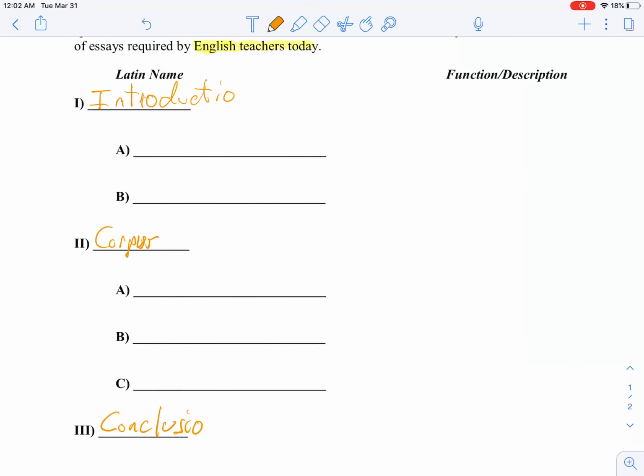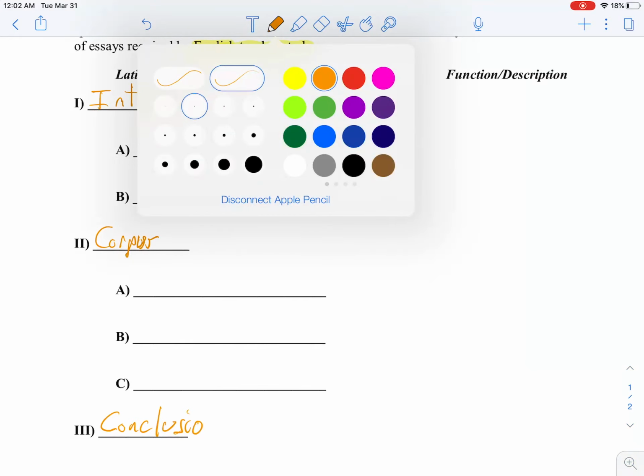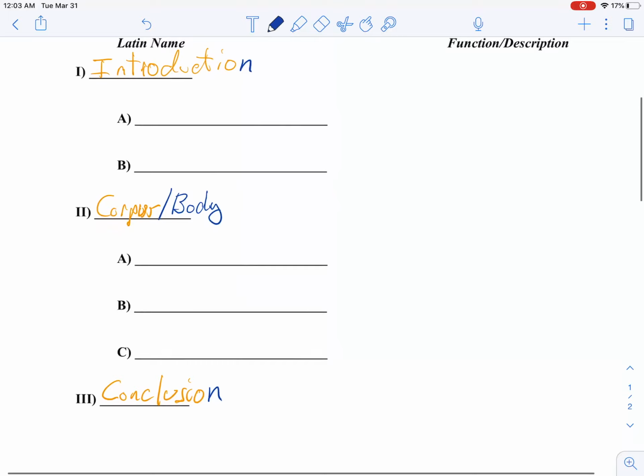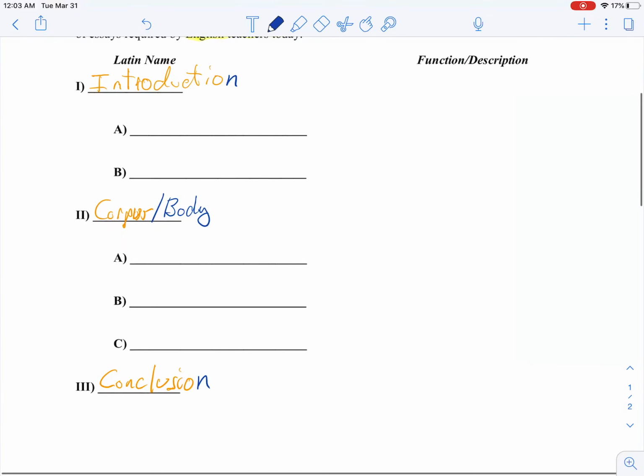Now, what do you make of those words? Well, you can see English words come from them. You can take the word introduction and note that just by adding the end, or conclusion, just add the end, and you have the English word. The middle word, the corpus, is simply the word that means the body. So we basically have the speech format that you and I would be familiar with today. An introduction, a body, and a conclusion.